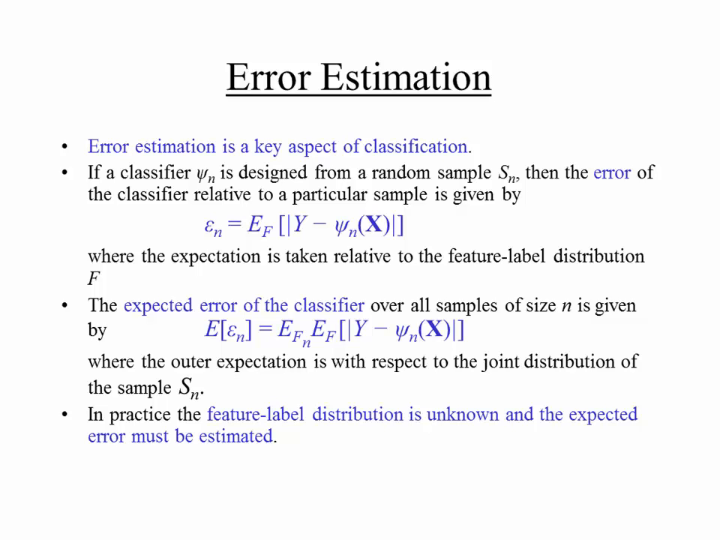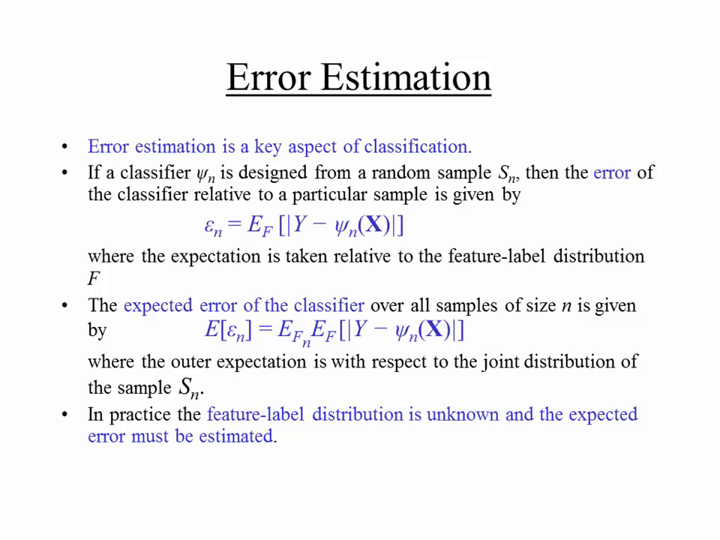If a classifier psi-n is designed from a random sample Sn, then the error of the classifier relative to a particular sample is given by the expectation of the magnitude of y minus psi-n of x, because this is the classification error. Predicted class label minus actual class label: psi-n of x is the predicted class label, and the classifier is predicting that minus the actual class label. Take the expectation of that, where the expectation is taken relative to the feature-label distribution f. So this is the error corresponding to the sample epsilon n.